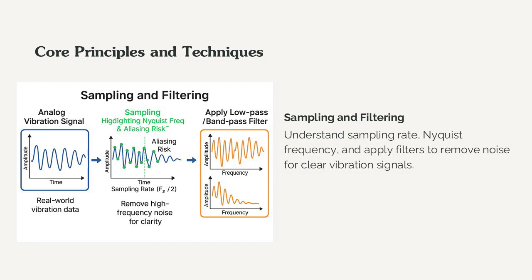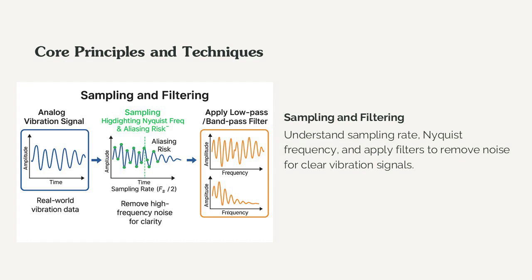The sampling and filtering diagram with Nyquist frequency and aliasing risk concept. Please note the color coding: blue for raw signal, green for sampling points, and orange for filtered signal. Here's the explanation of the structure of the diagrams. The left side diagram is a raw signal, a continuous waveform labeled analog vibration signal. It is annotated as real-world vibration data.